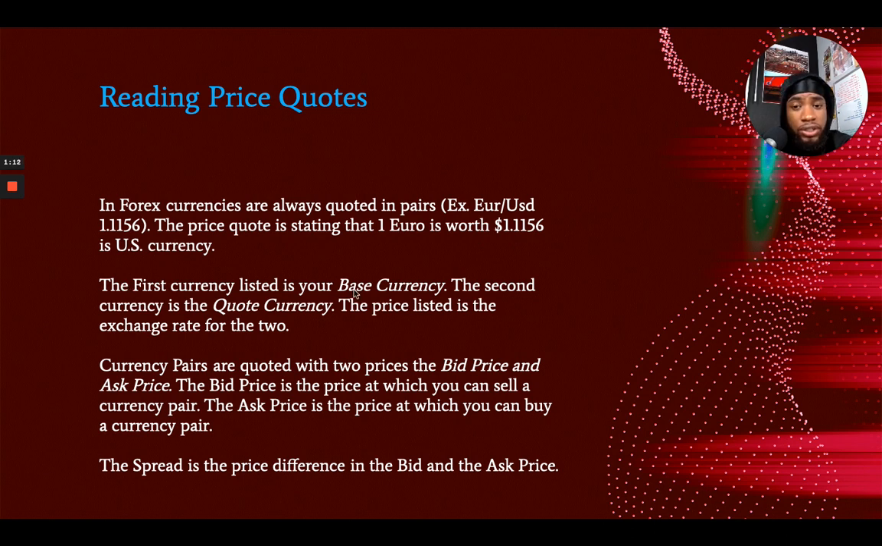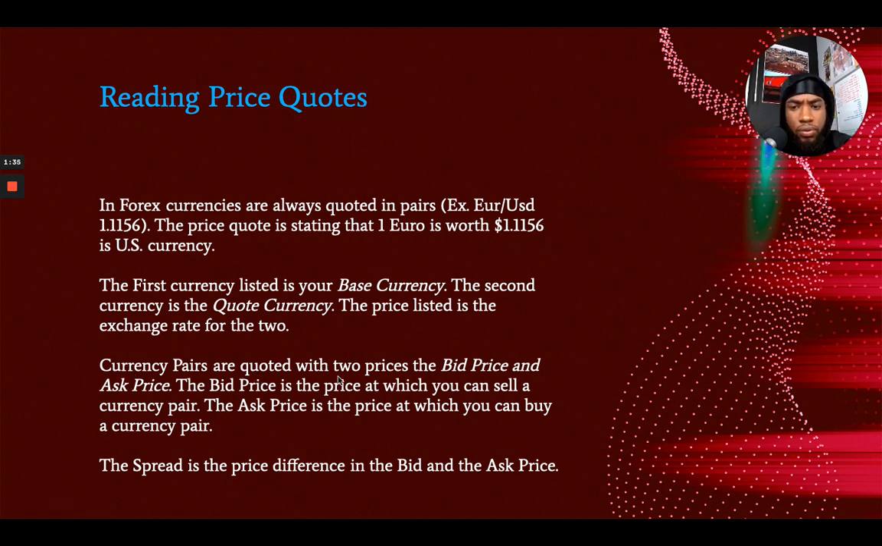So the first currency listed is going to be your base currency. The second currency is going to be your quote currency. The price listed is the exchange rate of the two, right? So this is going to be your base currency. This is going to be US dollar, your quote currency. This is telling you that to get 1 euro is going to take 1.1156 in US currency.